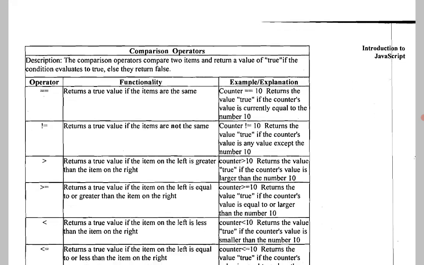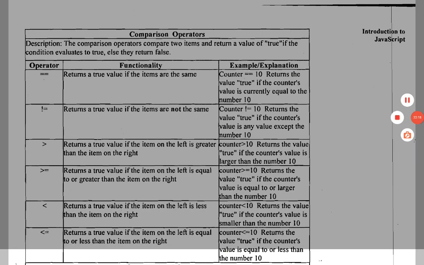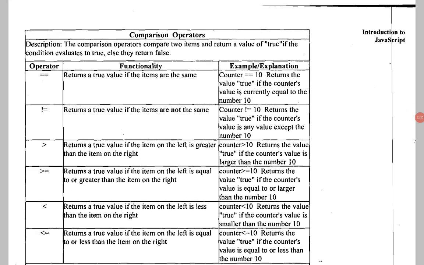Comparison operators or relational operators are generally used to compare two items and return a value, whether it is true or false. They are used to compare two or more values, expressions or variables. Generally these operators return either a true or a false value.